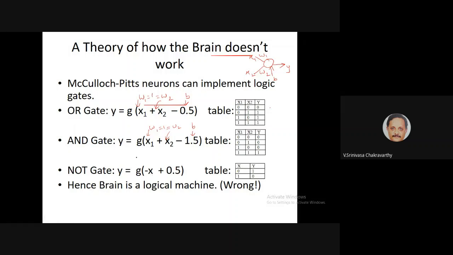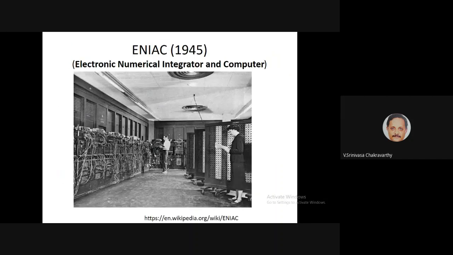So you can make neurons simply by proper choice of the weights. You can make neurons behave like the three fundamental logic gates. So you can implement any complicated Boolean logic, Boolean circuit, using a bunch of neurons. So therefore, they imagined that the brain is like a big computer. It's quite natural because that was the time when the world was just seeing the power of computers.